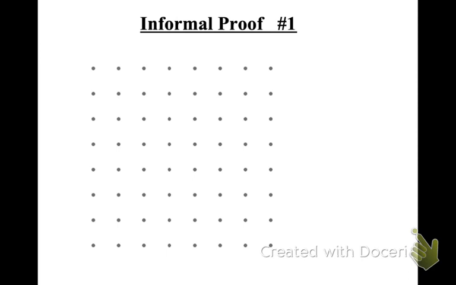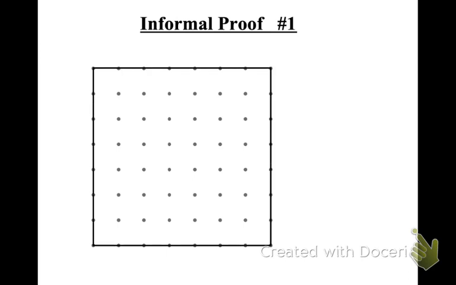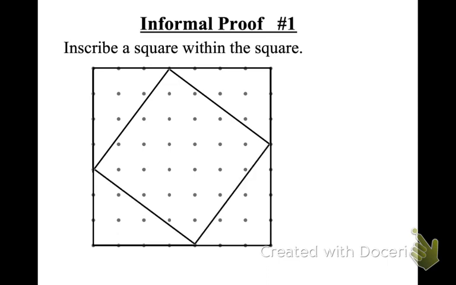All right. Here's an example of a proof, okay? So let's say we start with a square, and we make a square within that square, okay? So if I go from the third dot to the fourth dot, and then go to the third dot on the next line, okay, that gives us a square.